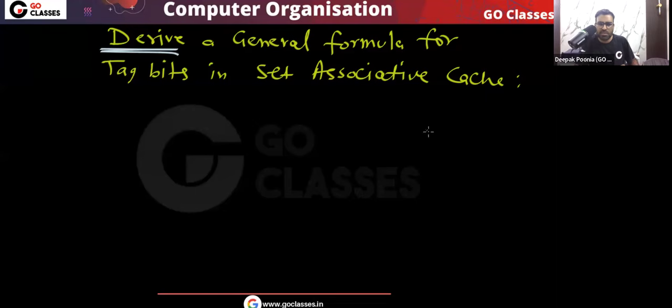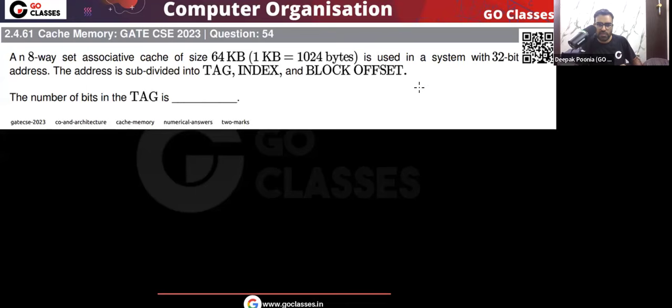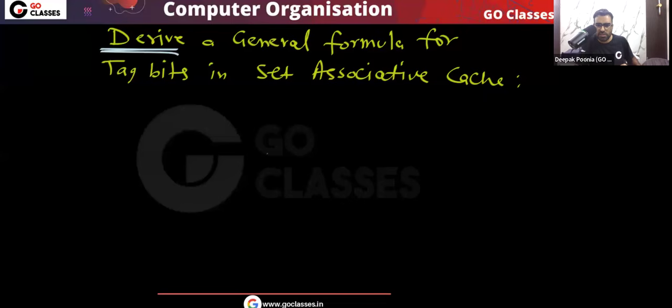This derivation of the general formula you can do yourself, and I will put a question in the weekly quiz. Remember, the method is the same. As we have done this GATE 2023 question, the same way you can do this abstract question also. Okay, now let's move on.